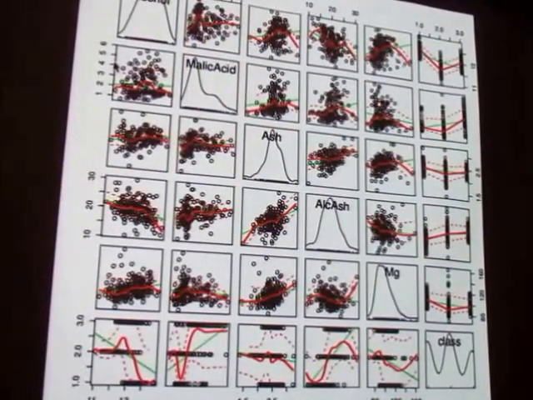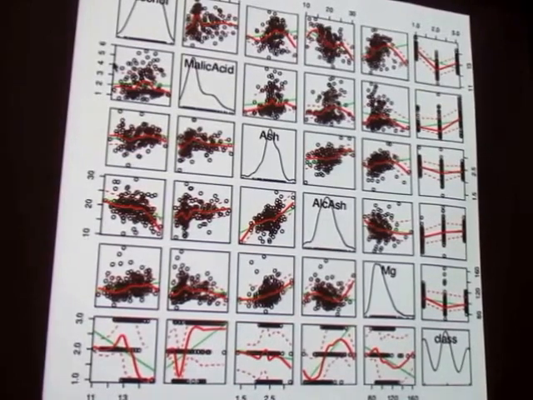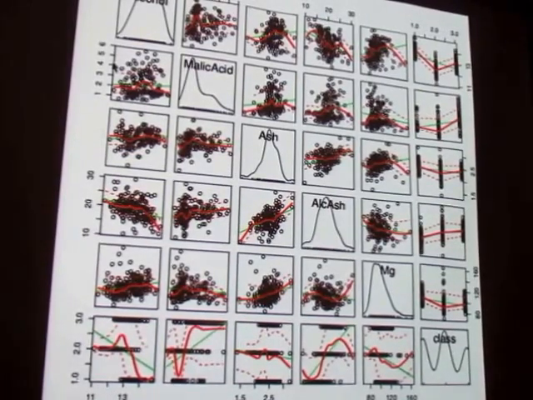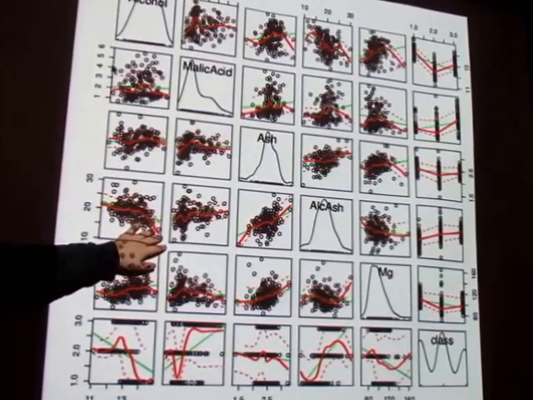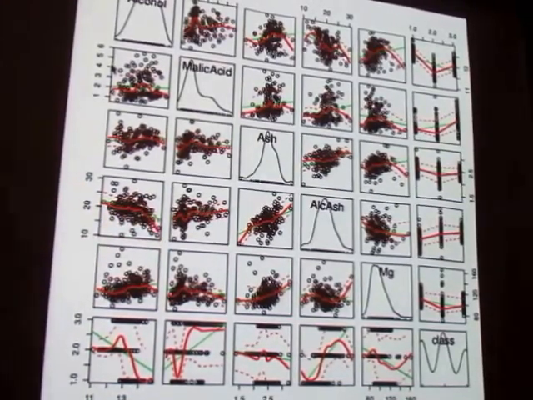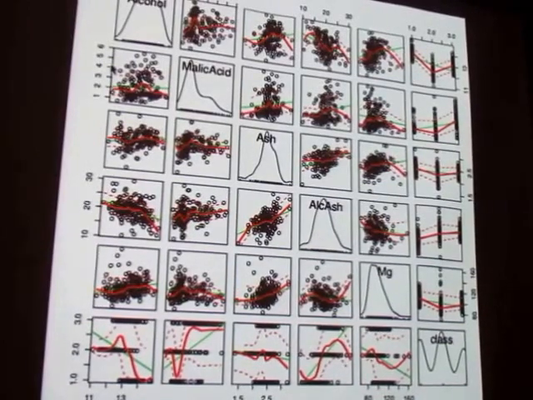Right. I was confused because of the distributions. I was thinking, when it's malic acid, why is it not straight? But that's what those are. And these are actually the trends, so that you can pick them out visually very quickly. Got it. Any other questions about this?